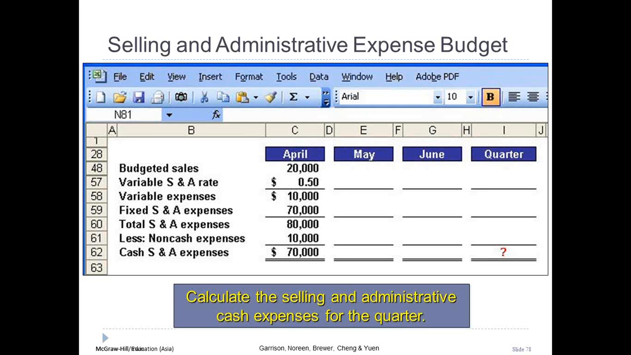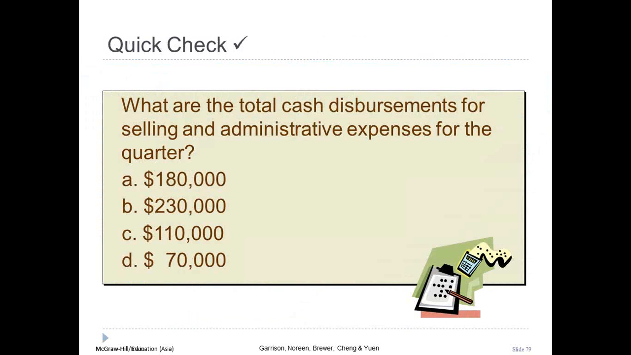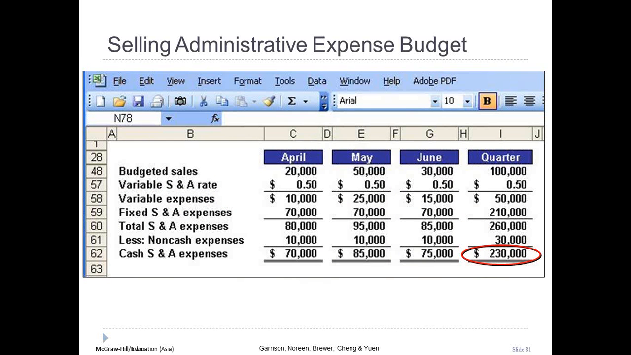The second step is to add in the fixed S&A expenses to arrive at a total of S&A expenses. To our variable expenses, we add our $70,000 fixed selling and administrative expenses to get total selling and administrative expenses of $80,000. The third step is to deduct non-cash S&A expenses to arrive at cash disbursements for selling and administrative expenses. Cash selling and administrative expenses for April was $70,000. So what are the total cash disbursements for selling and administrative expenses for the quarter? $230,000. The same steps are followed for the months of May and June to arrive at total cash disbursements for S&A expenses for the quarter to be $230,000.